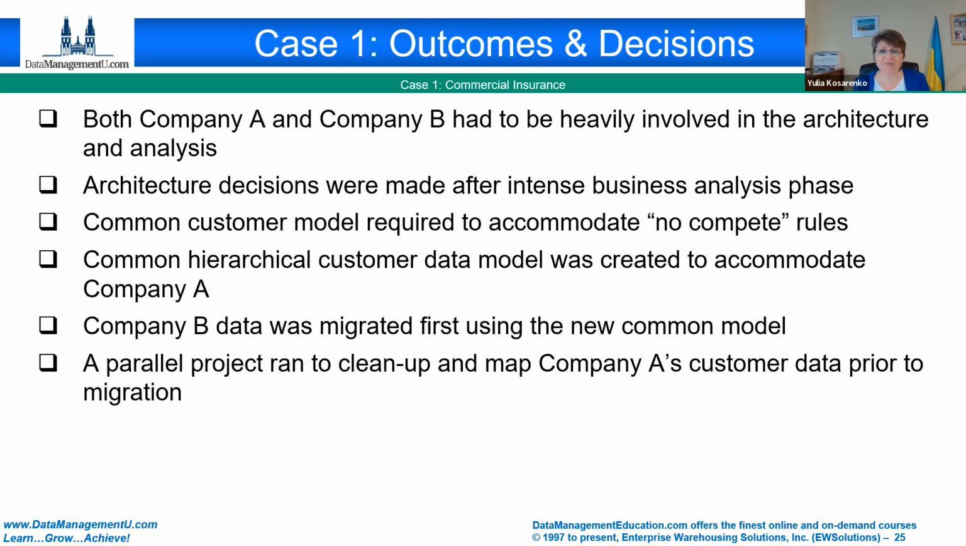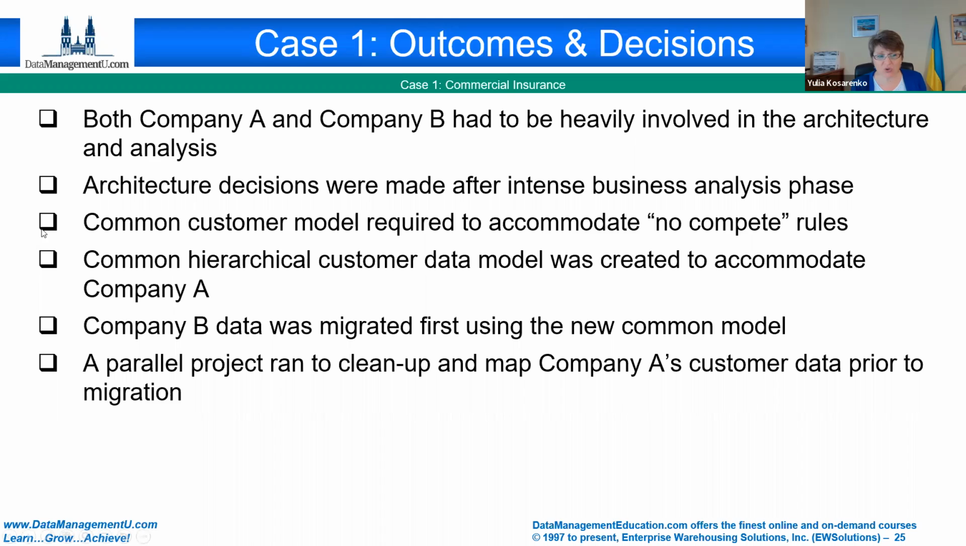First of all, in the first case, we actually insisted that both companies are involved upfront with architecture and with analysis. We cannot just focus on one company and then deal with another company a year later. It just doesn't make sense. We wanted to make those major architecture decisions only after we've done proper business analysis, especially on their processes, on their customer acquisition models and relationships, and understanding different requirements for managing customers and so on. And we made a request that the common customer model that we do need must accommodate no compete rules. Otherwise, whatever we do next is not going to work.